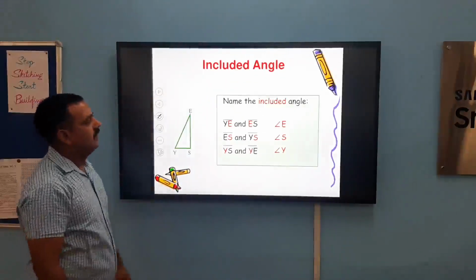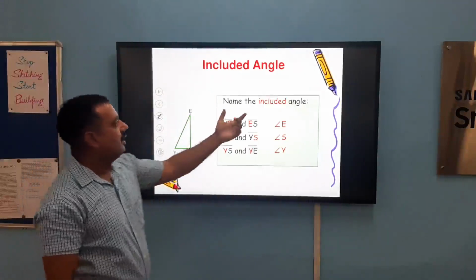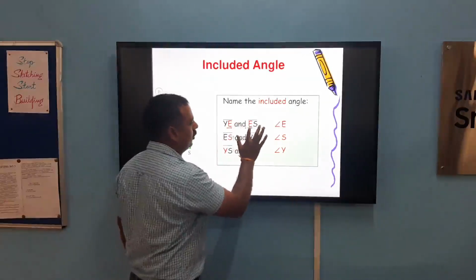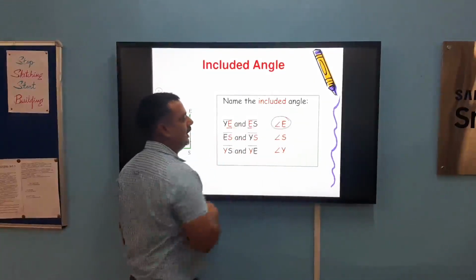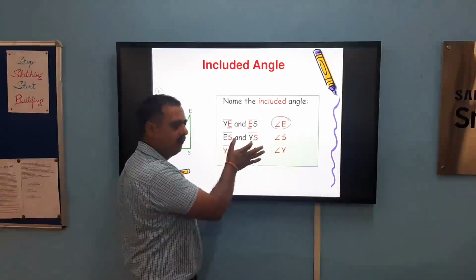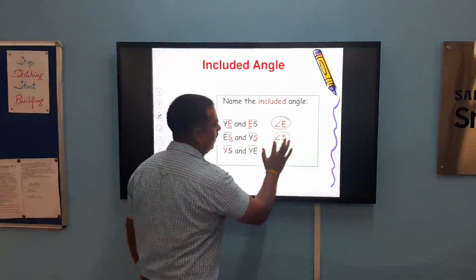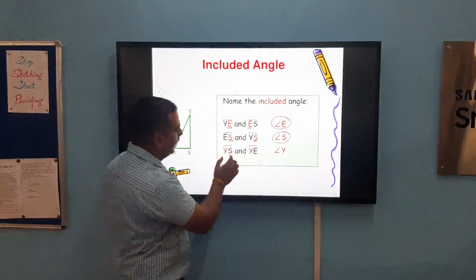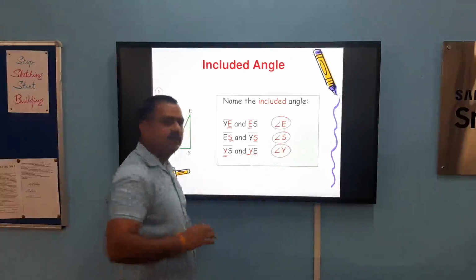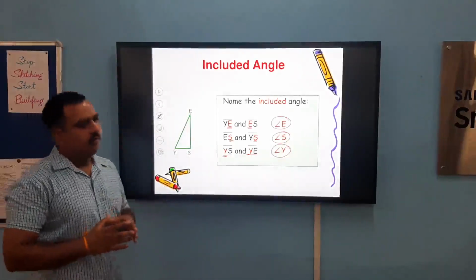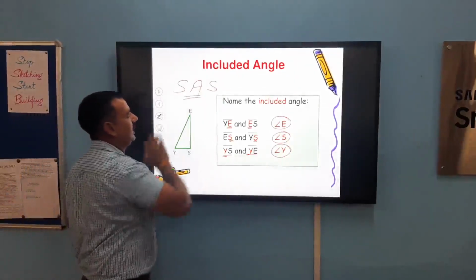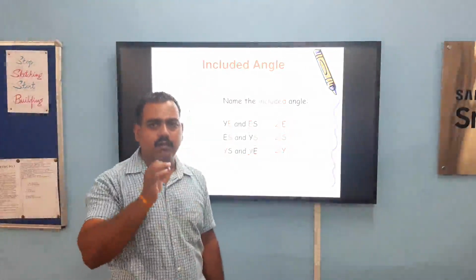In other words, we can name the included angle like this. If we take two sides YE and ES, the letter which is common in both sides is the included angle. Similarly, if we take these two sides, ES and YS, then S is the included angle. If we take YS and YE, here Y is common, so the included angle is Y. So, by using criterion SAS, we must remember that the angle must be the included angle.